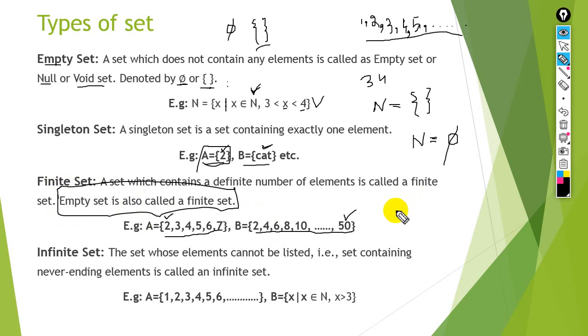Okay, for example, if I'm taking the natural number is equal to the empty set from the previous example, we can say this is also a finite set. Next, infinite set: the set whose elements cannot be listed. A set containing never-ending elements is called an infinite set.